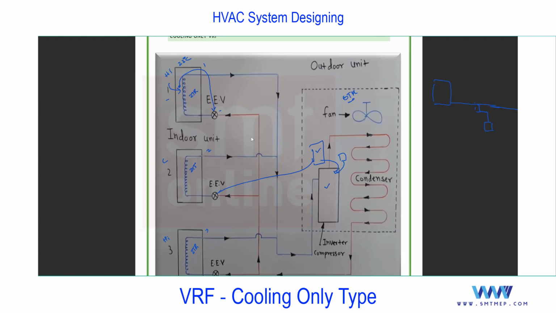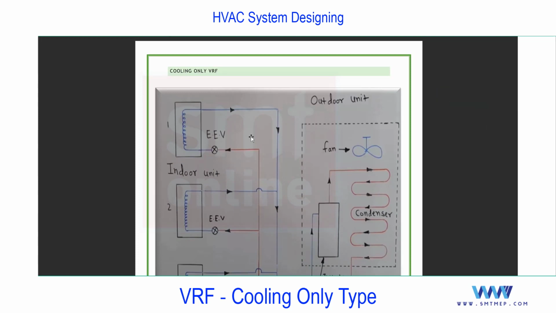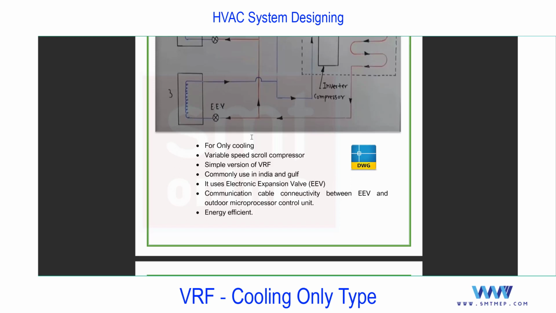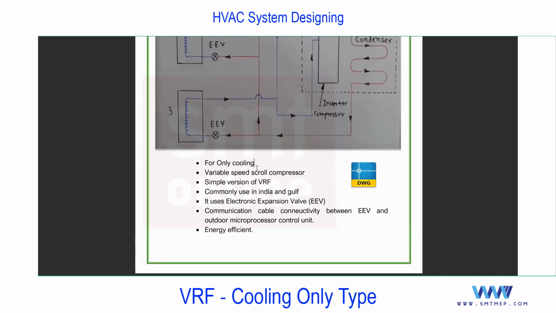So I think you got the idea of how this cooling only VRF system works. Next, we have a few points to discuss, then we'll move to the heat pump VRF system. You see, this is cooling only, this is only for cooling. Variable speed scroll compressor, as we discussed. A simple version of VRF compared with the heat recovery type. Commonly used in India and the Gulf region. It uses an EEV, electronic expansion valve, and according to the requirement, it will operate. It can go on and off, or it can modulate.